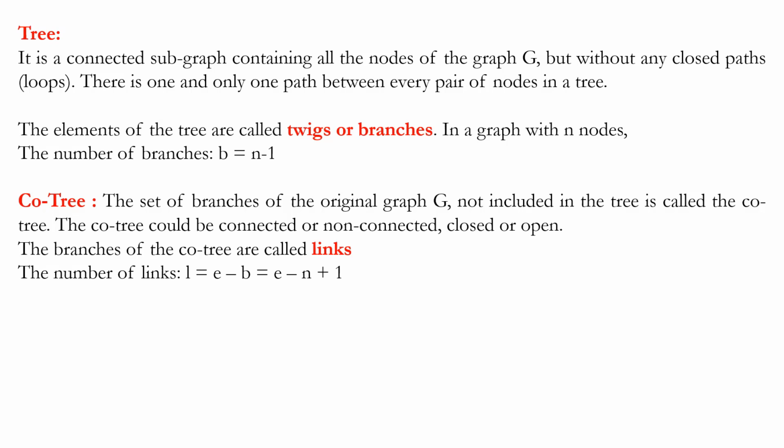Cotree. The set of branches of original graph G not included in tree is called as cotree. The cotree could be connected or non-connected, closed or open. The branches of cotrees are called links. The number of links L equal to E minus B, where B is nothing but n minus 1. So, L, number of links, is equal to E minus n plus 1.